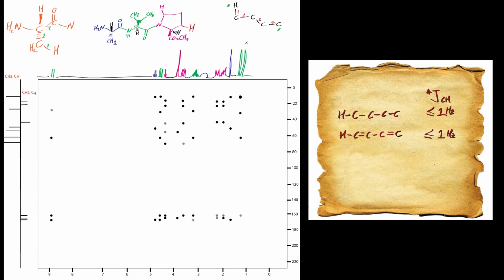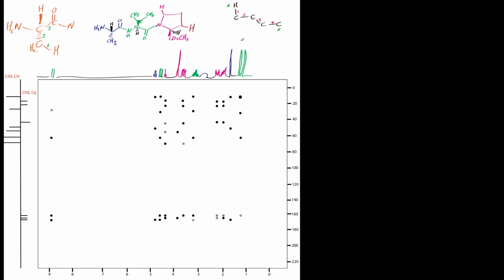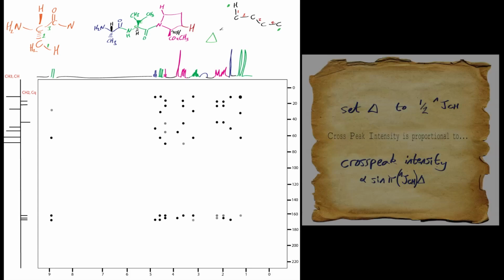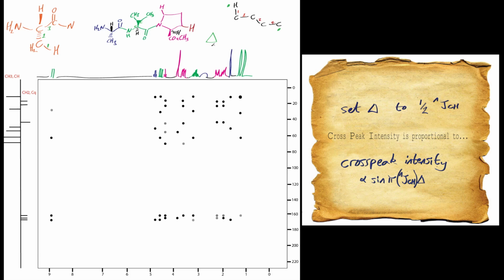If you want to detect that, just like the COSY where we had the mixing time we can change, if you look at the parameter set for HMBC, you'll see a value called delta. It's normally around 60 to 80 milliseconds, and that's just the preparation time to let the couplings evolve.